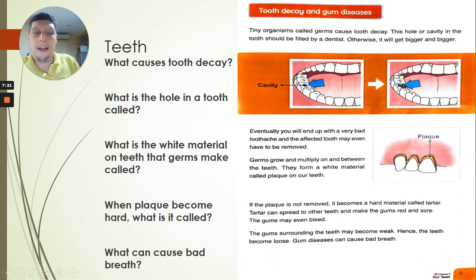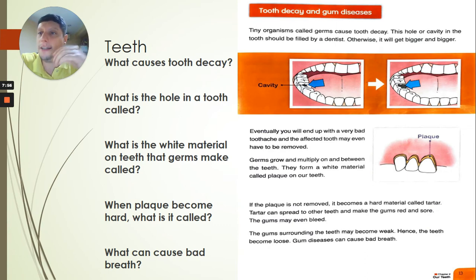The gums surrounding the teeth may become weak, hence the teeth become loose. Gum disease can cause bad breath. So if your gums are damaged and they're not strong, your teeth are not going to be kept in place because they're going to wiggle very easily because your gums are not hard. They're not strong. They're not healthy. So then your teeth don't become strong and healthy. So your teeth will fall out. So this is really, really bad for your mouth.